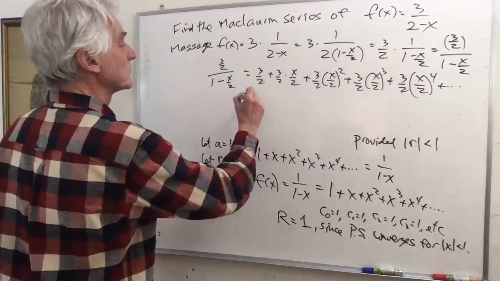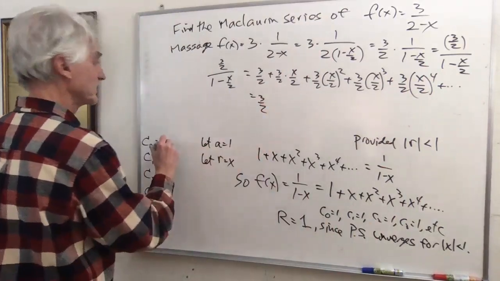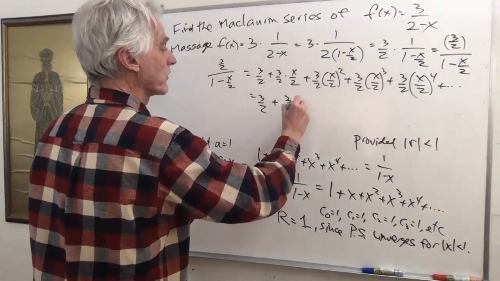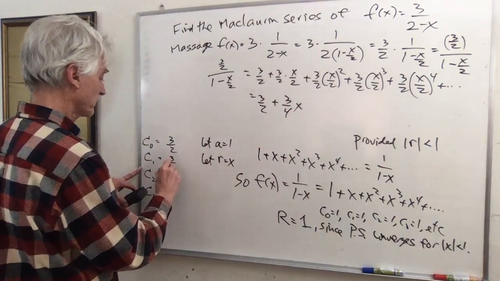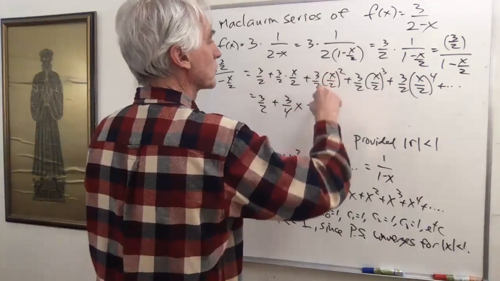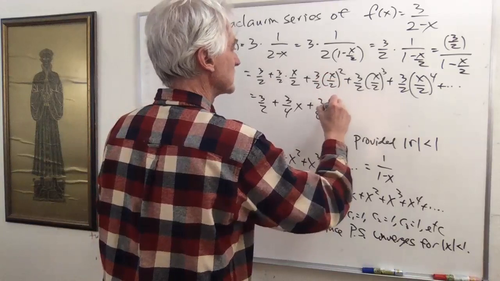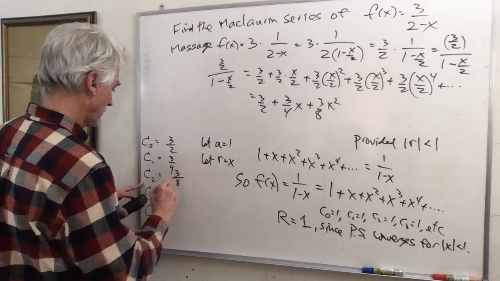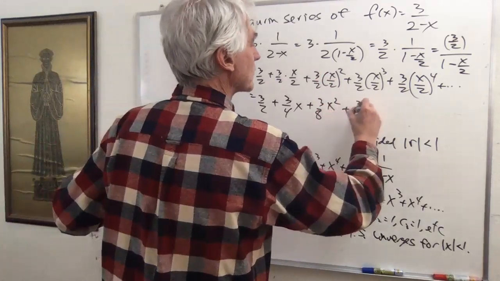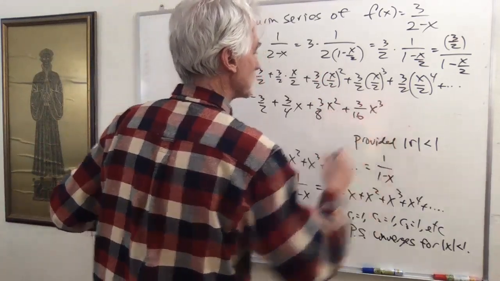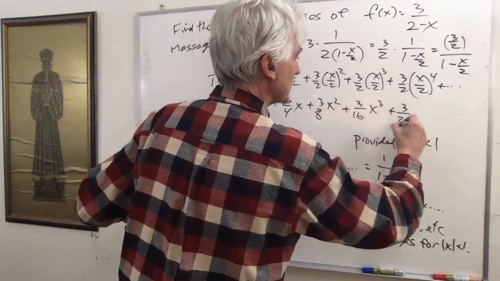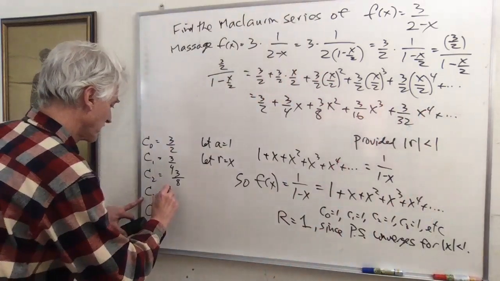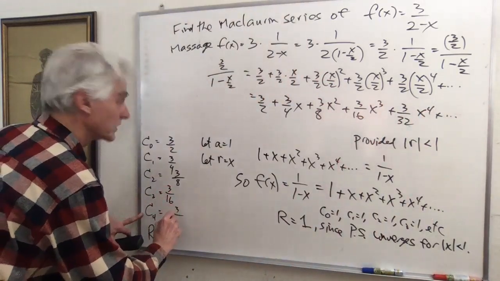So I can collect all these terms here. So what is a coefficient? Let's rewrite this. This is 3 halves. That's c0, the constant term is 3 halves. And then this is going to be 3/4 times x. So c1 is 3/4, plus 3/8 times x squared. c2 is 3/8, plus 3/16 times x cubed plus 3/32 times x fourth plus dot dot dot. So I can fill them in. Here is 3/16, and here is 3/32.